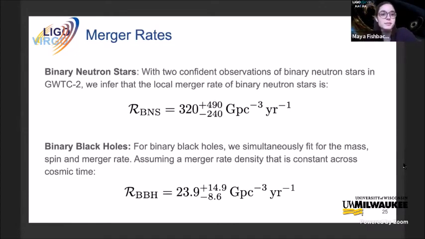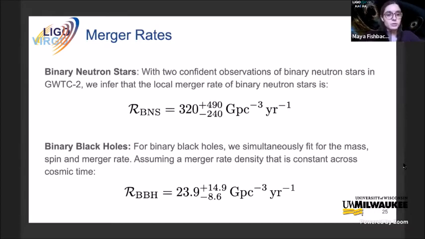Yes, thanks so much, Tom. So the last part of this talk will be about what we infer for the merger rates. In this paper, we infer the merger rate of both binary neutron stars and binary black holes. For binary neutron stars, we only have confident detections in this gravitational wave catalog from the second observing run. And we infer that the merger rate is around 320 plus 490 minus 240 mergers per cubic gigaparsec per year. That roughly corresponds to around 32 mergers in a Milky Way-like galaxy per million years.